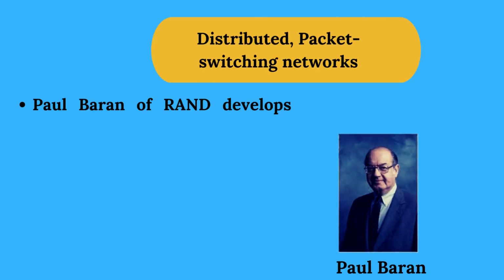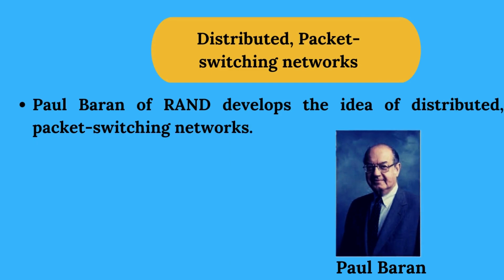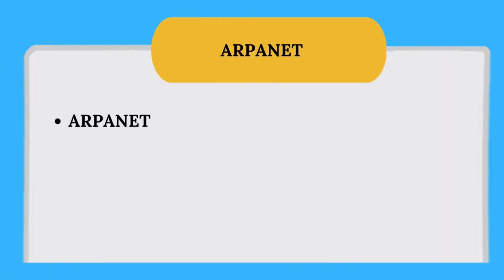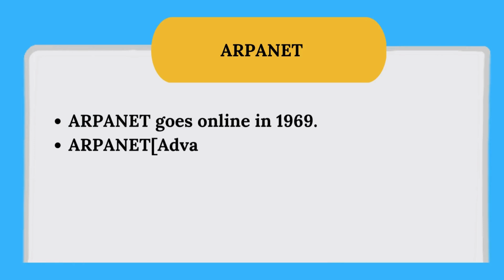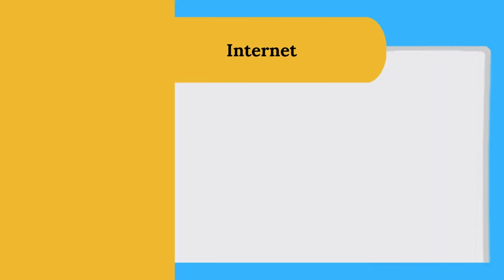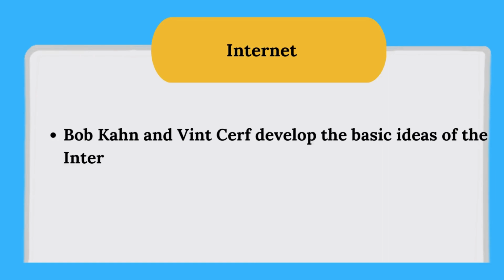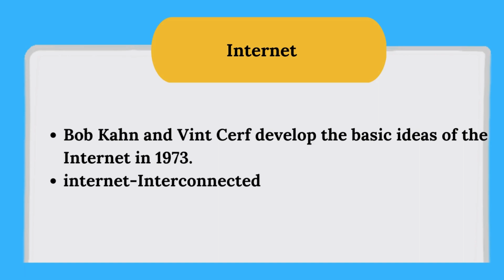Paul Baran develops the idea of distributed packet switching network. ARPANET goes online in 1969. ARPANET is an abbreviation of Advanced Research Projects Agency Network. Bob Kahn and Vint Cerf developed the basic idea of the Internet in 1973. The full form of Internet is Interconnected Network.